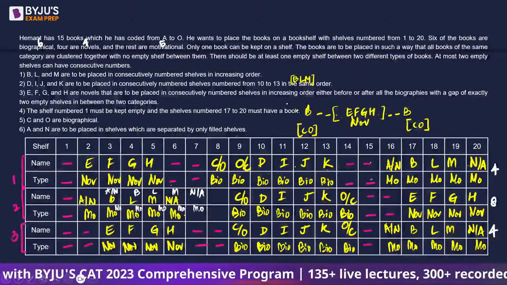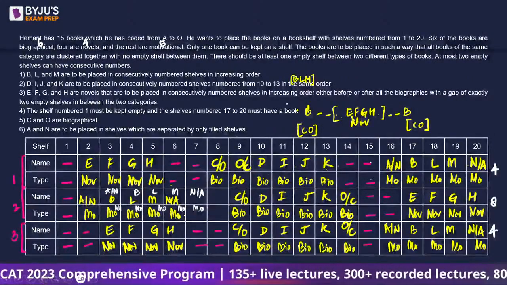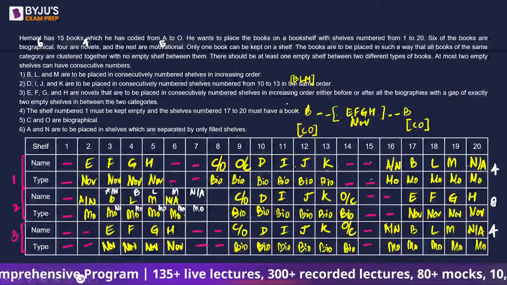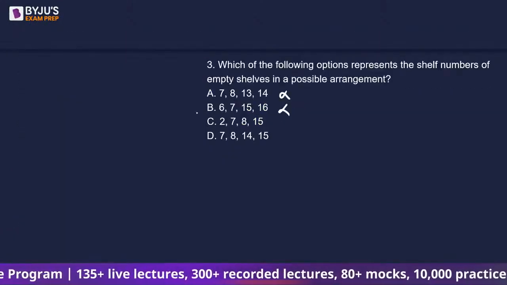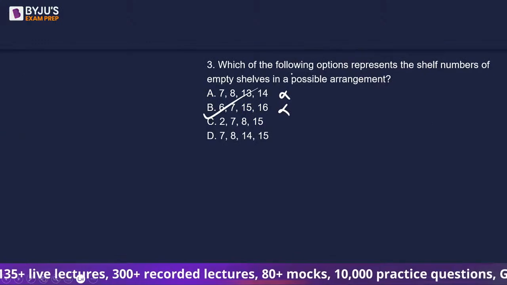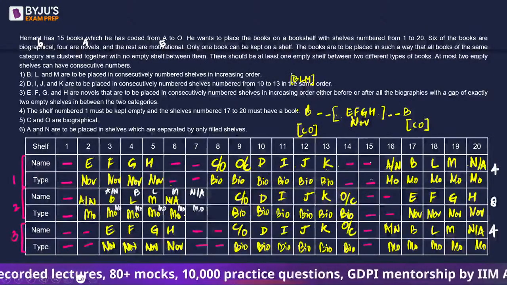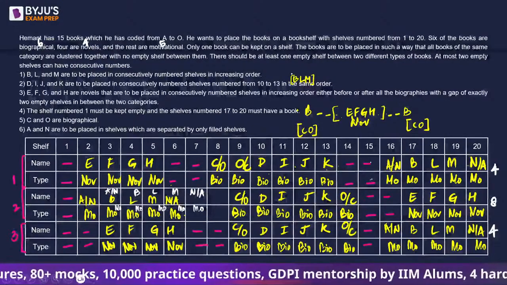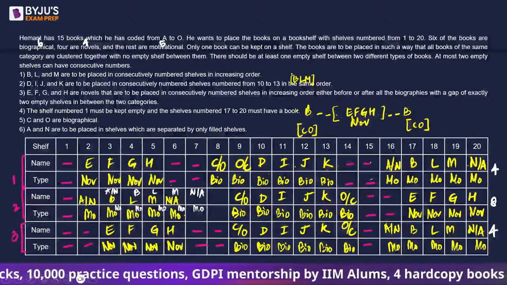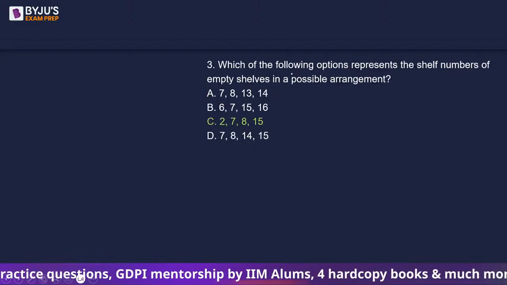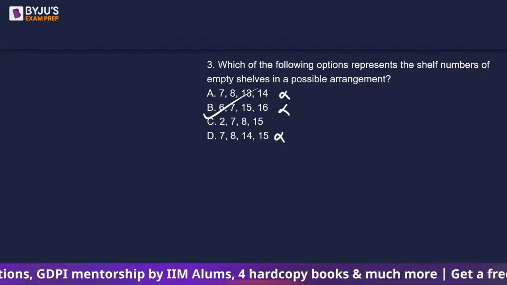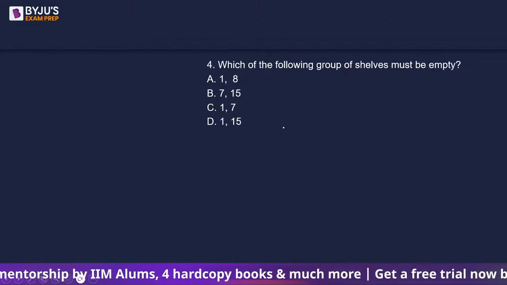2, 7, 8, 15. Yes, it is possible. Third type में है ना? So this is possible. एक बार चेक कर लेते हैं D भी. 7, 8, 14, 15. नहीं. When 7, 8 is vacant, 14 is not vacant. Case 3 देखो आप. Right? So ये नहीं होएगा. So C is the answer.